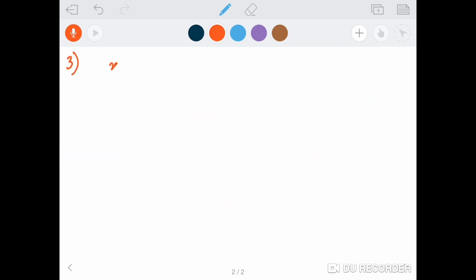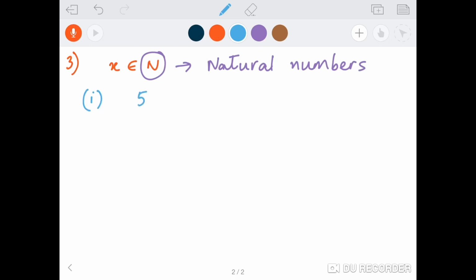So I'll directly start with the third problem in your exercise. The first two problems are just simple true or false. So in the first question, he says x belongs to N, which means x is a natural number. Since x is a natural number, you only have to consider natural numbers as a part of your solution. You'll understand how to solve the first one.